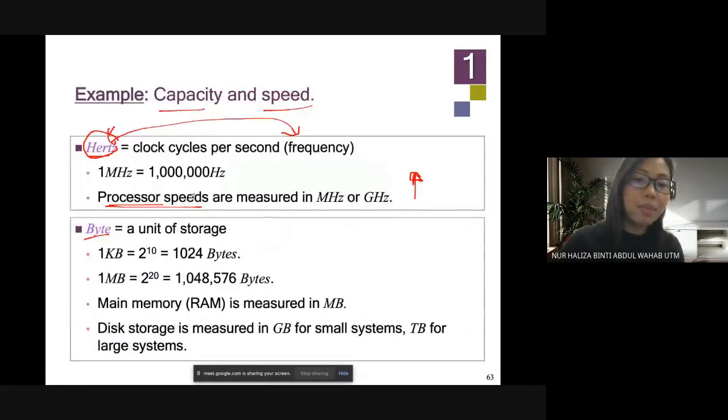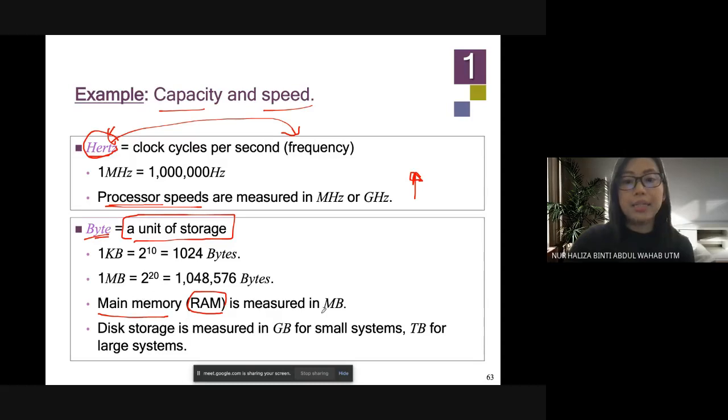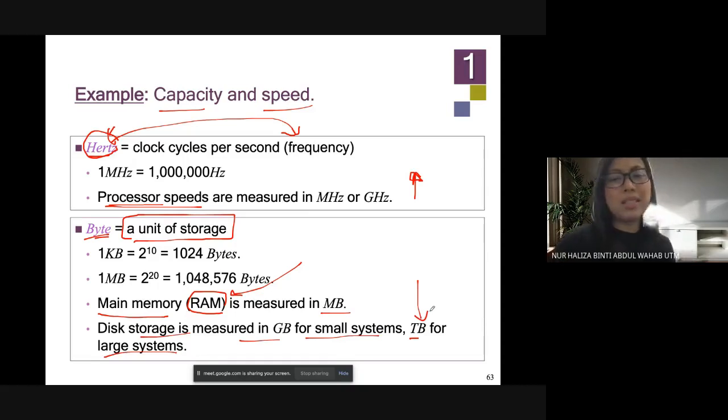Then what else? The byte, the unit storage. So how much storage is supported, maybe your secondary and also your primary storage. You need to look into your main memory, which is called RAM, and it's measured in megabytes. So you can see also in the advertisements that it will have the RAM. So the disk storage is measured in gigabytes for small systems, terabytes for large systems. So normally I guess now we have up to terabytes in our computer and also laptop. But for laptop, I guess only gigabytes.